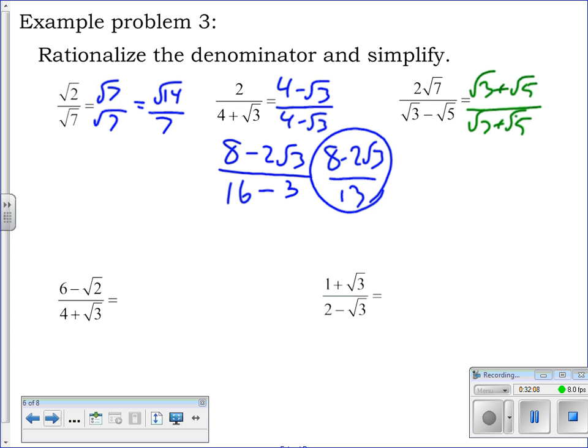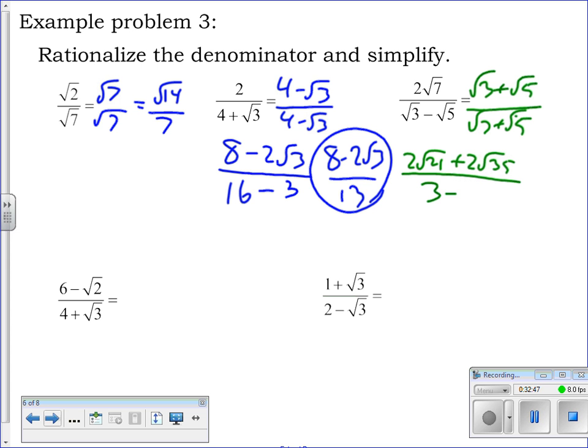Now my numerator on this one's easy. I just distribute. 2 root 7 times root 3 is 2 root 21. 2 root 7 times root 5 is 2 root 35. And then my denominator, same thing. I square the first term. I take the square root of 3 and I square it and I get 3. You square a square root, you just get the number inside. So I square the first term, I get 3.